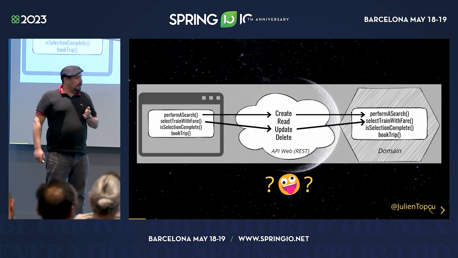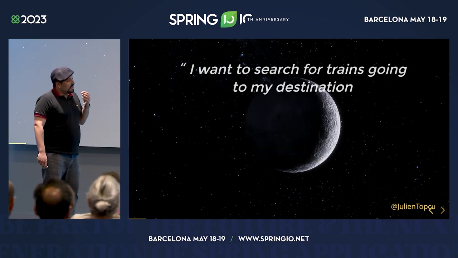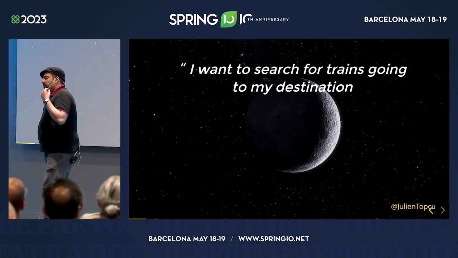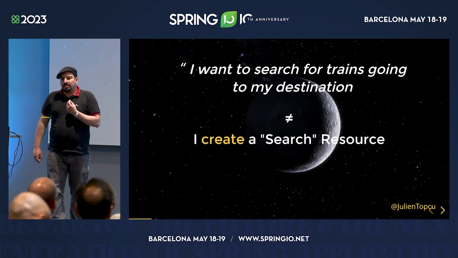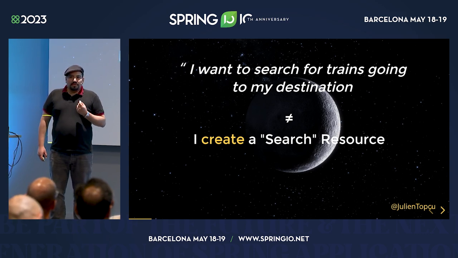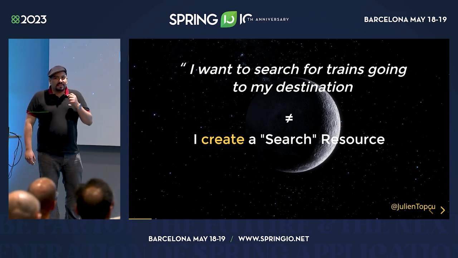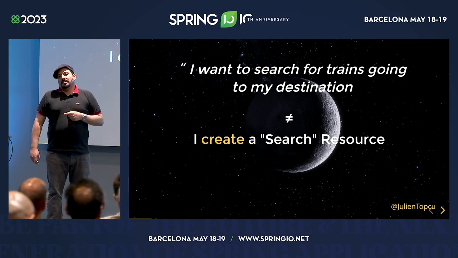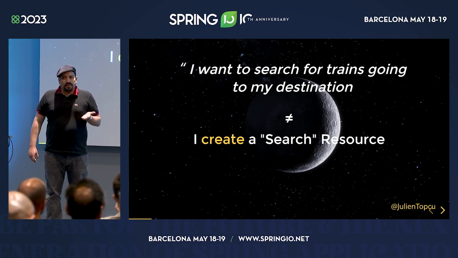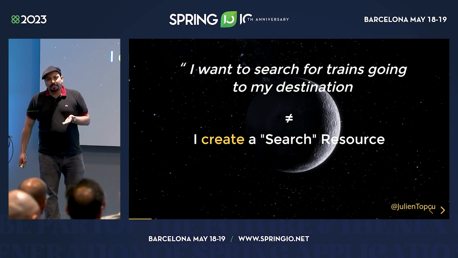Because in fact, the user, he asks you to search for train going to his destination. He never asks you to create a search resource, right? But the thing is that your backend, this is exactly what it exposes as a web API. Knowing that he's responsible for the business logic, it's a bit mad.